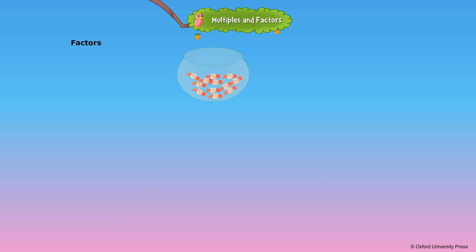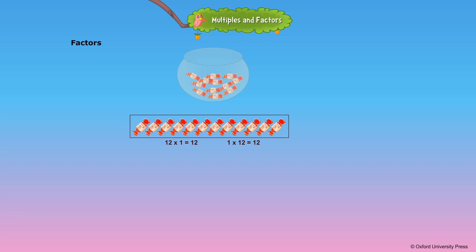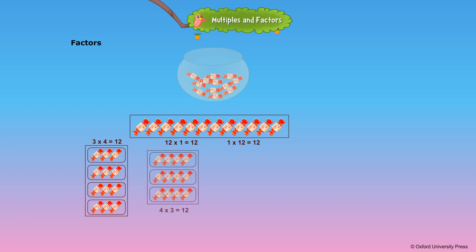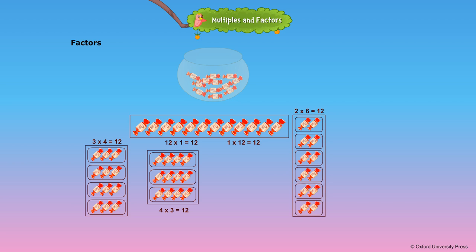Factors. Ram has a bowl of 12 toffees. He can arrange the 12 toffees in different ways. There is one row of 12 toffees. This can be represented as 12 into 1 is equal to 12, and 1 into 12 is equal to 12. There are 4 rows of 3 toffees each, or 3 multiplied by 4 is 12. There are 3 columns of 4 toffees each, or 4 multiplied by 3 is 12. There are 6 rows of 2 toffees each, or 2 multiplied by 6 is 12. There are 2 columns of 6 toffees each, or 6 multiplied by 2 is 12.